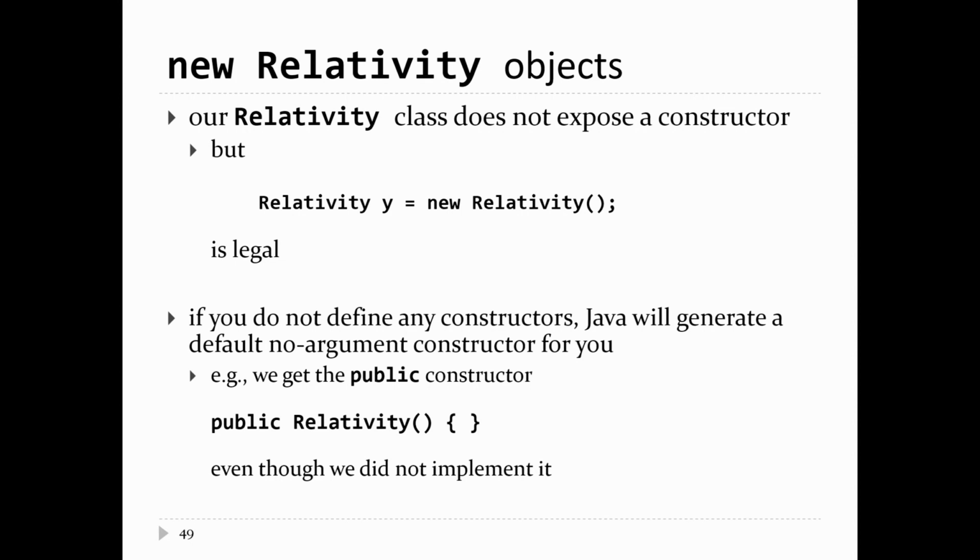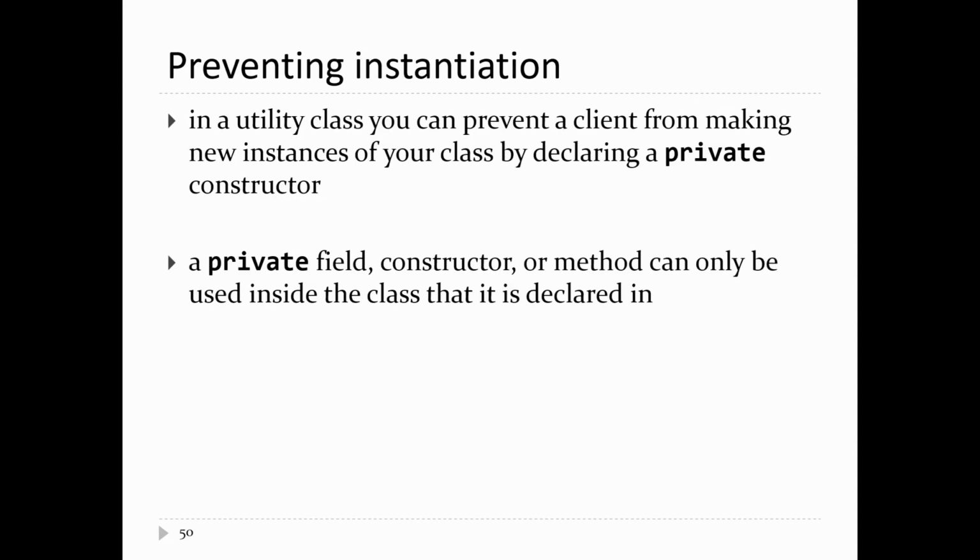If you don't put a constructor in your class, Java inserts one. Now the problem is we don't want this to happen. We don't want people to make these relativity objects because there's no purpose and they just take up memory for no reason. So to stop people from making objects of your utility class, just add a constructor to your class. If you make it private, they can't call the constructor.